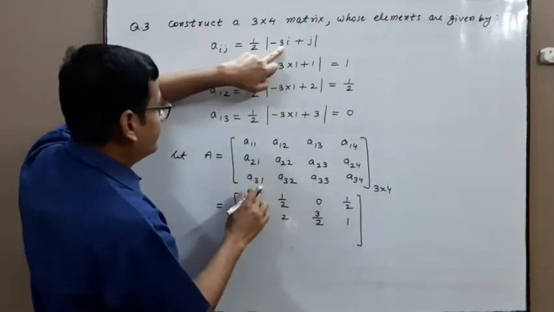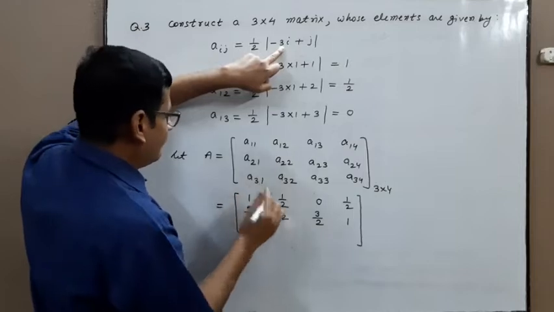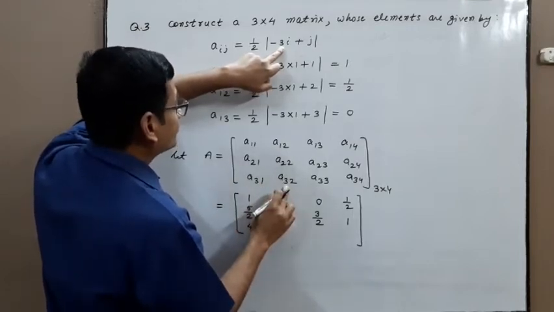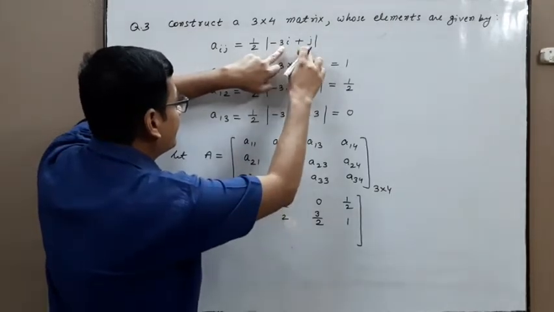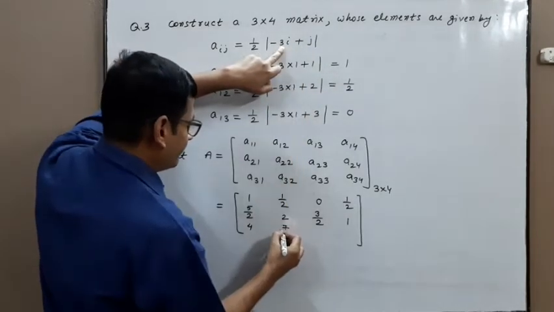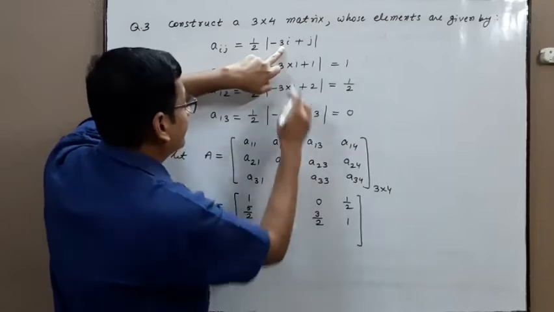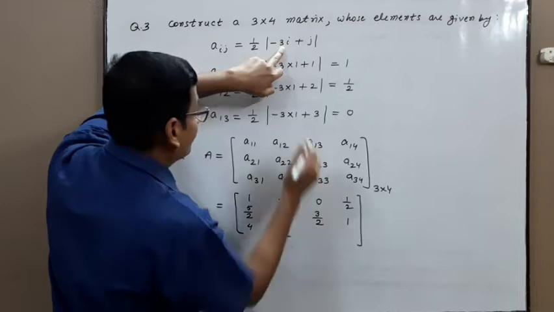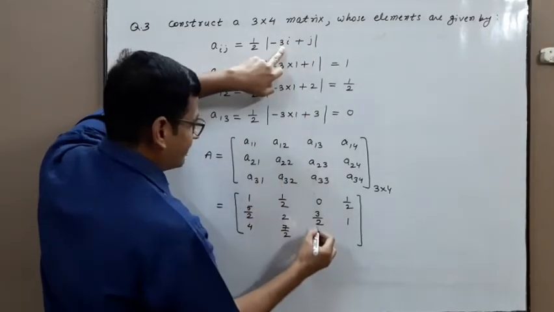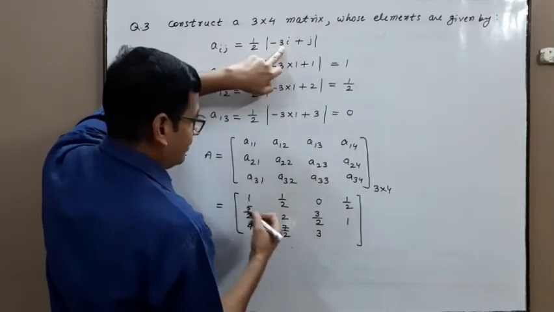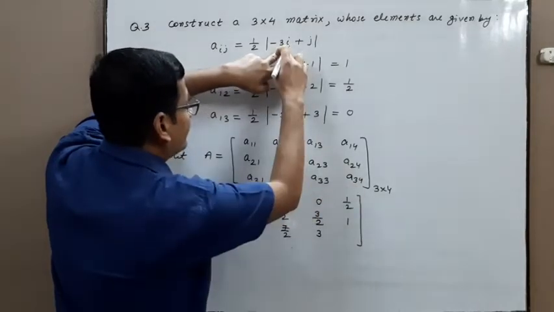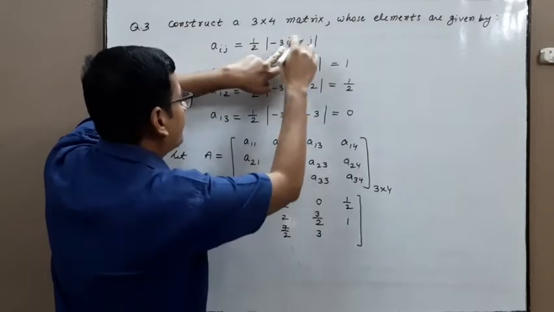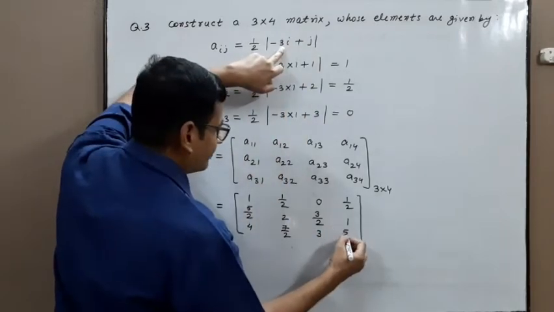Then 3 threes are 9, plus 1, 8 by 2, so 4. Then 3 into 9 plus 2, minus 9 plus 2, 7 by 2. Then 3 minus 9 plus 3, minus 6 by 2, minus mod of minus 6 plus 6, so 3. And the last one, 3 4: minus 3 into minus 9 plus 4, minus 5, mod of minus 5 plus 5, so 5 by 2.